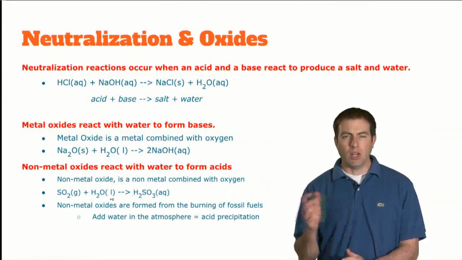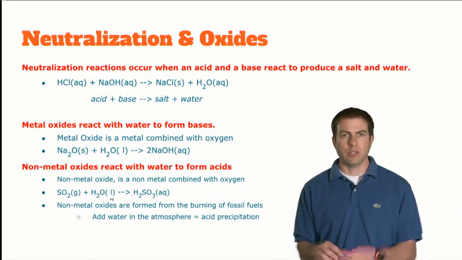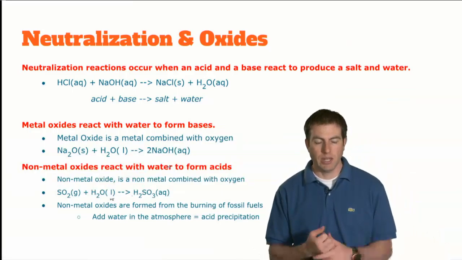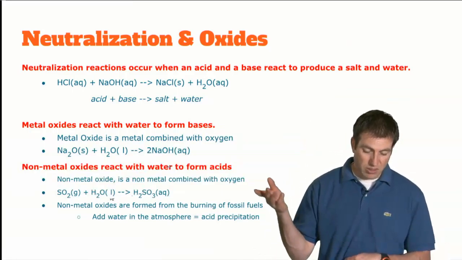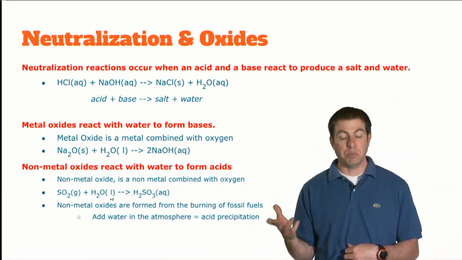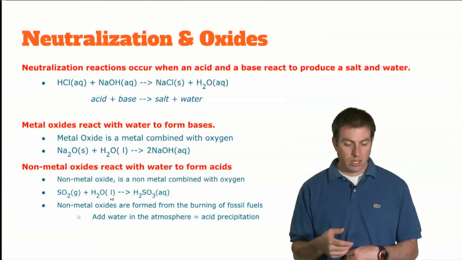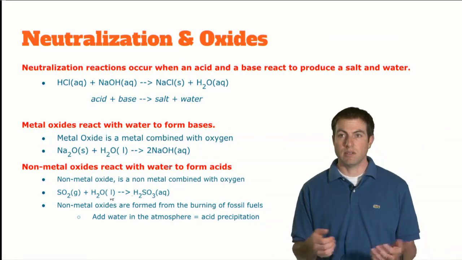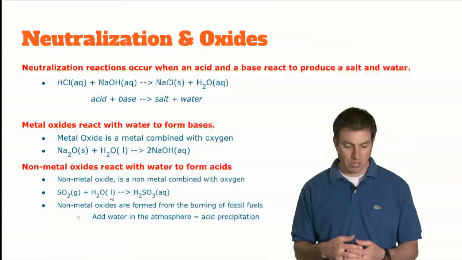I think metal oxide is pretty self-explanatory. It's a metal and oxygen, and a non-metal oxide, that's not going to be the tricky bit. But metal oxide produces a base with water, so MOB, MOB, and then non-metal oxide, NOA, MOB, NOA. So maybe somebody can come up with something better than that, and we can go with that.